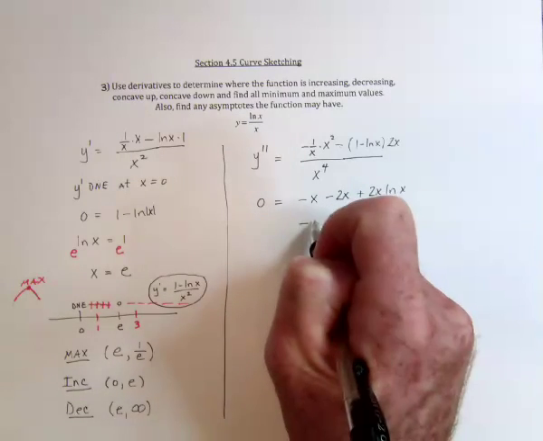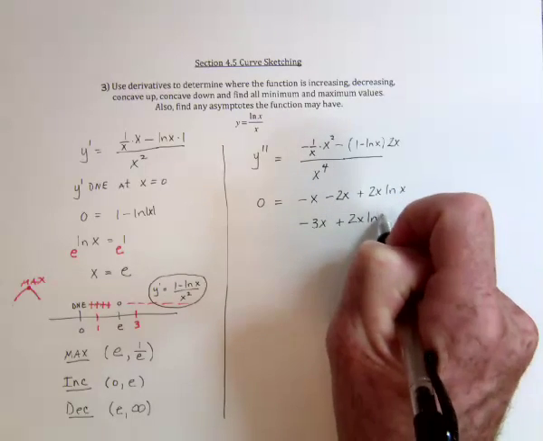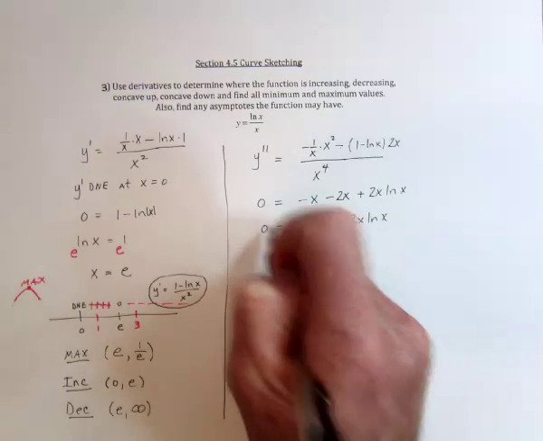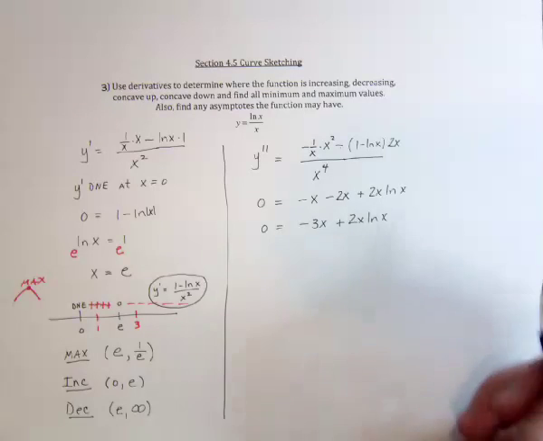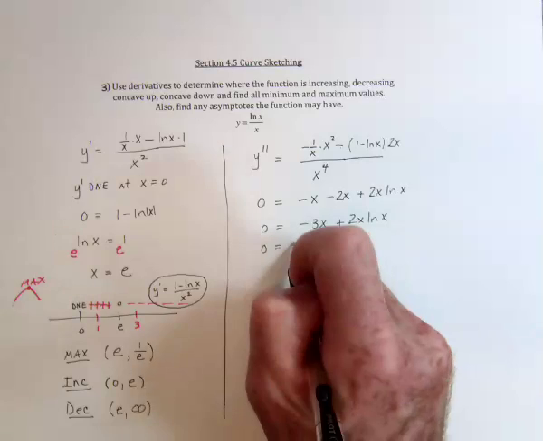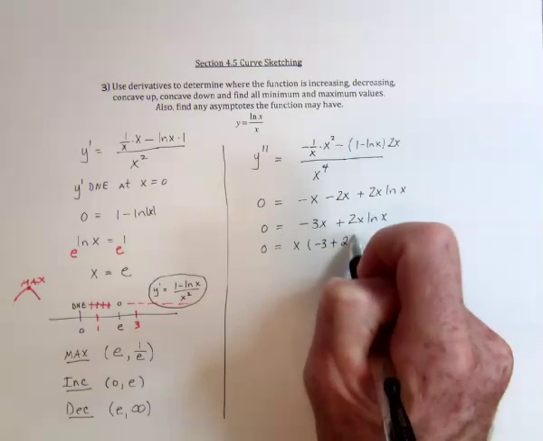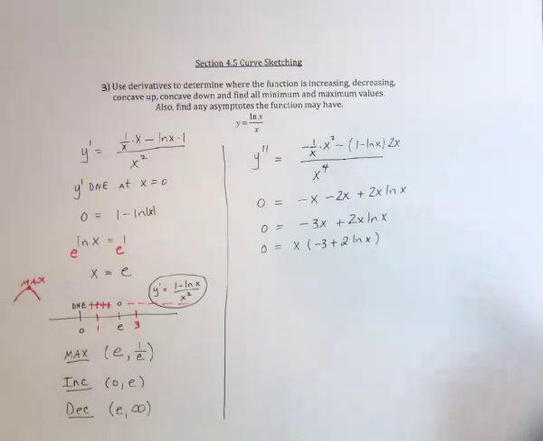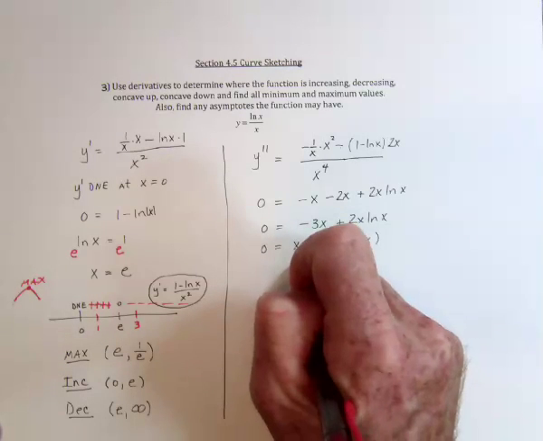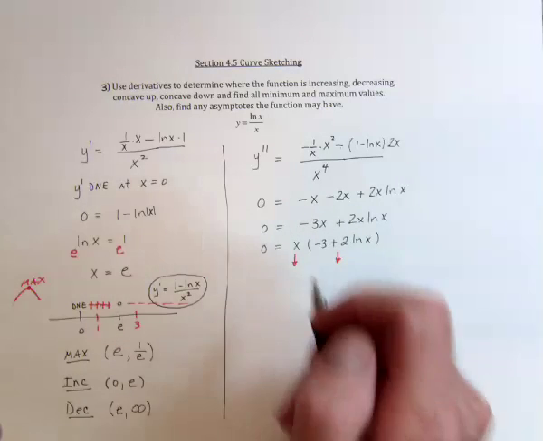So these combine to be negative, and then plus 2x natural log of x. And then because it's got an x and an x, I could factor that out. So negative 3 plus 2 natural log of x. Well, once it's factored, set each factor equal to 0, so that's going to give us the answer x equals 0, which we already know the function's not defined there.